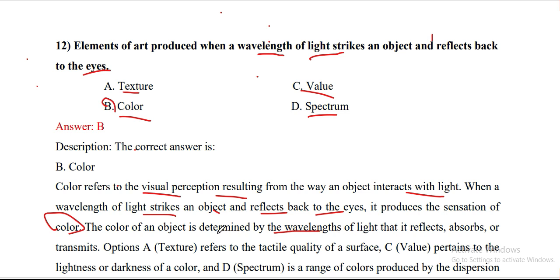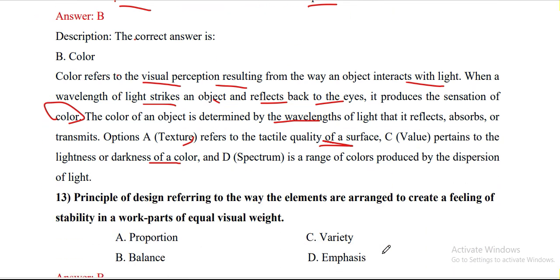or transmitted. Texture refers to the tactile qualities of a surface. C. Value means the lightness or darkness of a color. Spectrum is the range of colors produced by dispersion. So the best answer is option B.